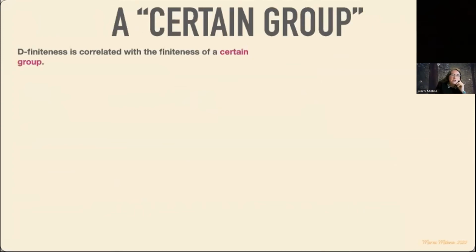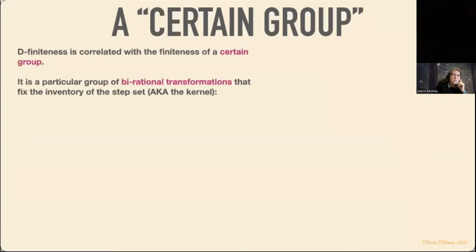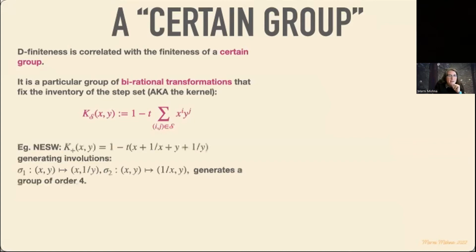This is where we get the geometry of the title. So it's a group of birational transformations that fix the inventory of the step set. Okay, so what does that mean? That's a little bit blah, blah. Here is a polynomial, which is just keeping track, a little generating function of the steps. So this is a polynomial because my allowable steps are finite, and I guess this is a Laurent polynomial.